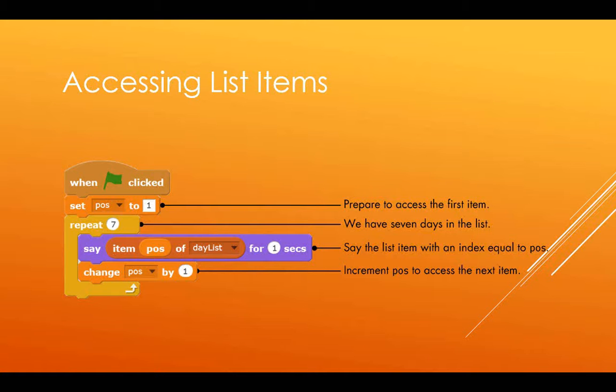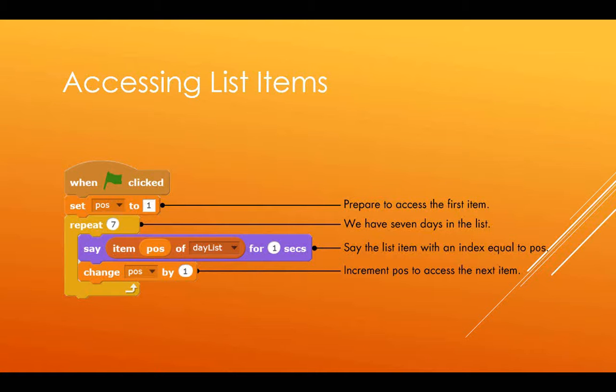Okay, we are going to do a little loop to go through our list to get the program to read us the days of the week. So on green flag clicked, we have a variable called pos, which is short for position, which is where we are in the current list. Then we repeat 7 times because there are 7 days in the week, and then we use our say block to find item pos of day list, and we say it for 1 second, and then we increase our pos by 1 and carry on looping.